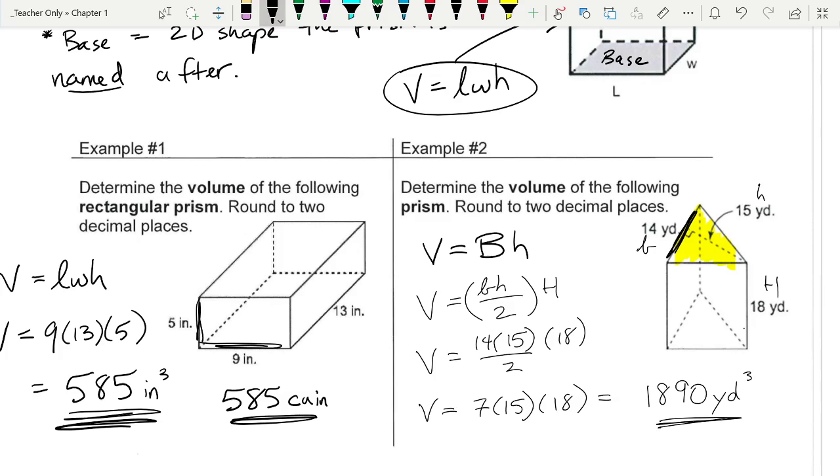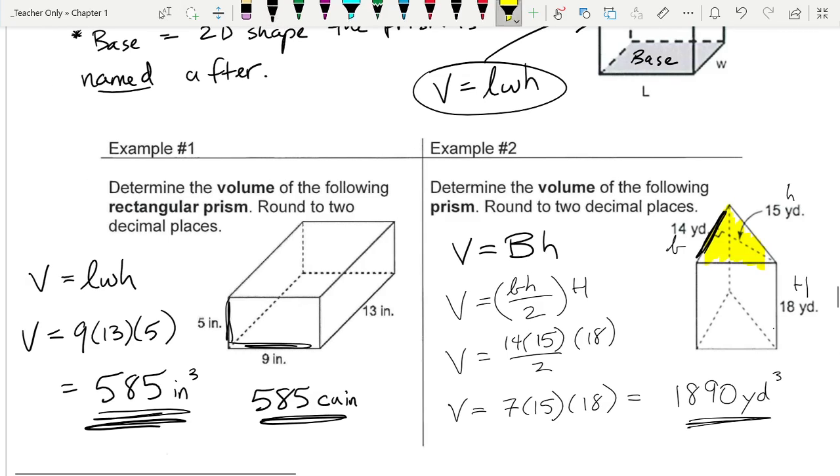Okay, any questions so far? There's prisms, right? Just the area of its base times how tall it is. In this one, the base is the triangle. In this one, it wouldn't matter which face I called the base, but I just used the one it was sitting on, the rectangle.